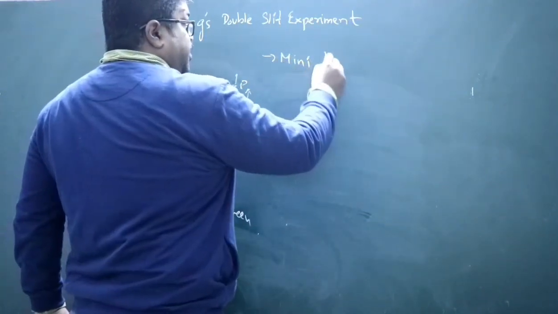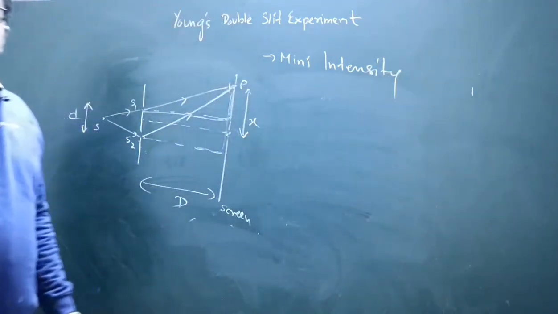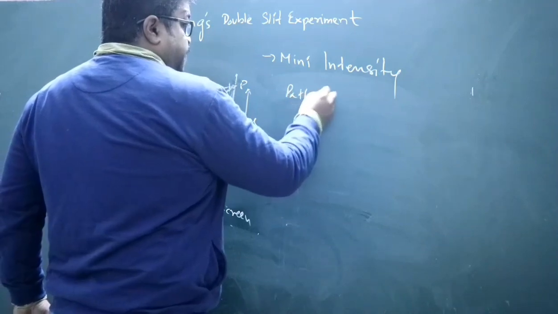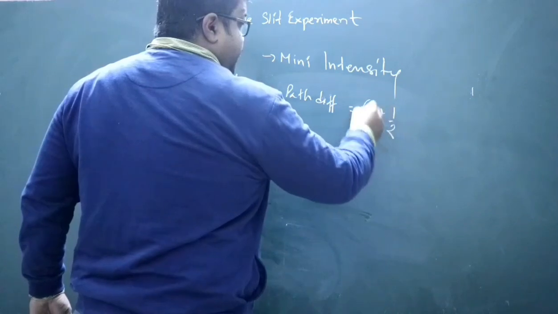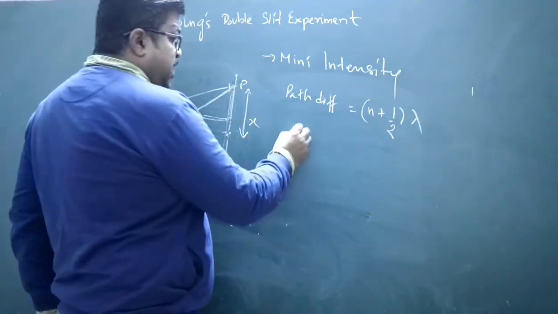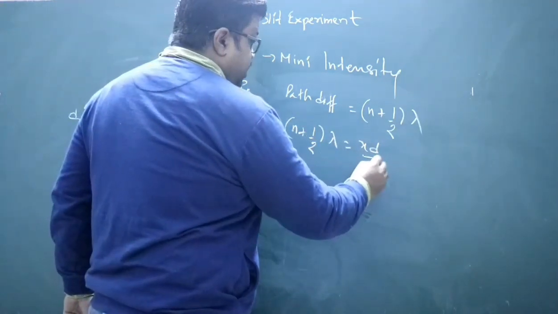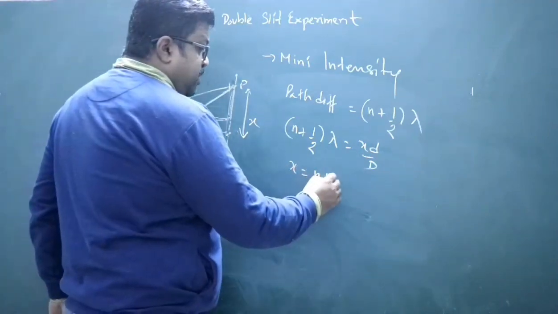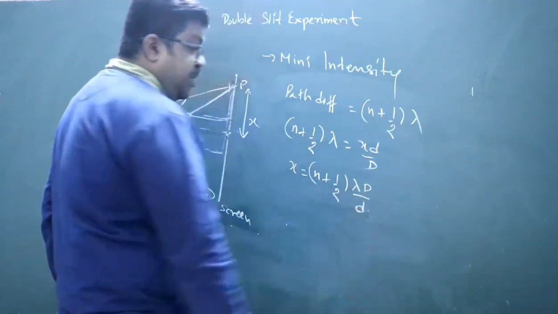For minimum intensity, the path difference is equal to (n plus half) into lambda. This is the condition for path difference. So we have (n plus half) lambda is equal to xd by D. This gives x is equal to (n plus half) lambda D by d.